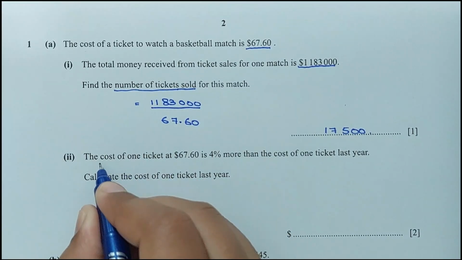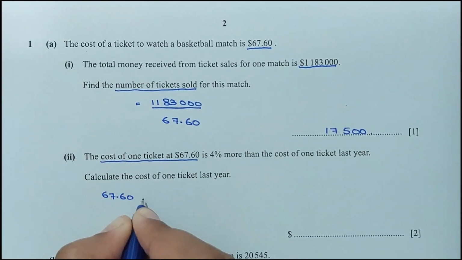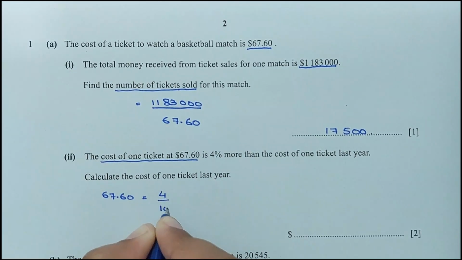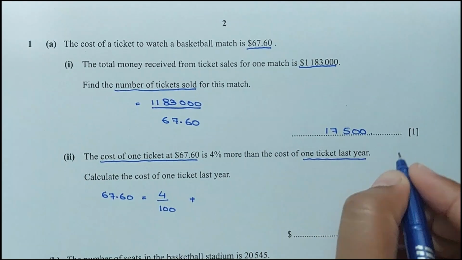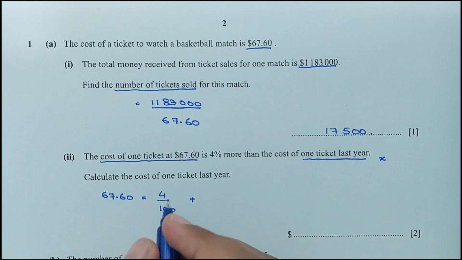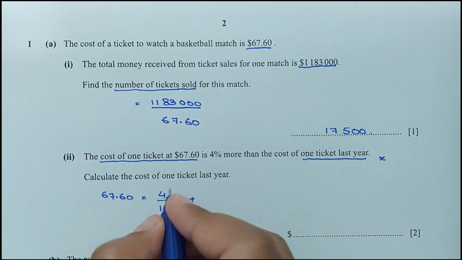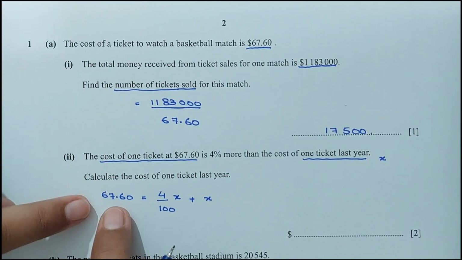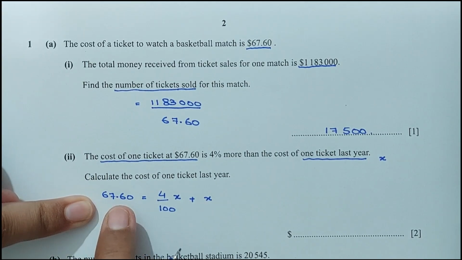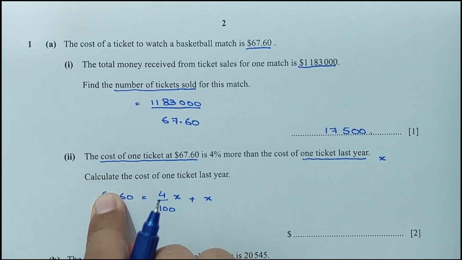Okay, so we are given the cost of one ticket at $67.60. This is 4% more than the cost of one ticket last year. Let's say the cost of one ticket last year is X, and this price is 4% more than X, so we have to add X. Let me explain one more time. This price is 67.60, and it is equivalent to the price of one ticket last year plus 4% of that price. I hope this makes sense.